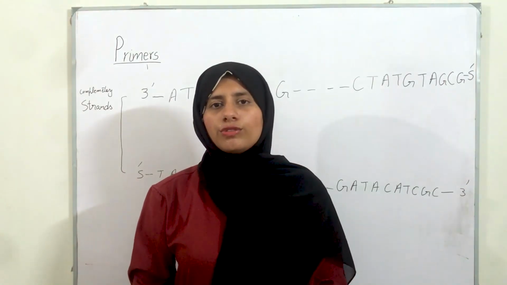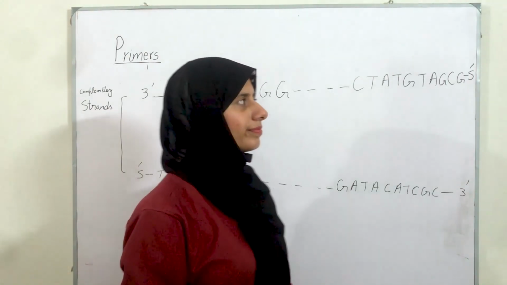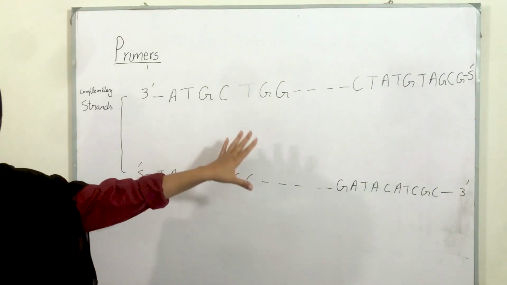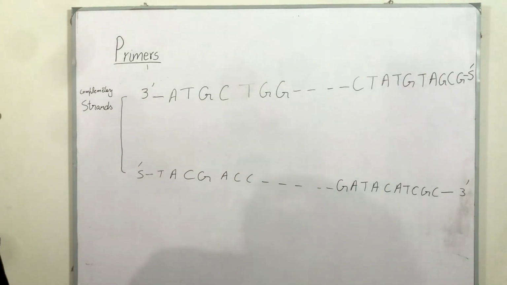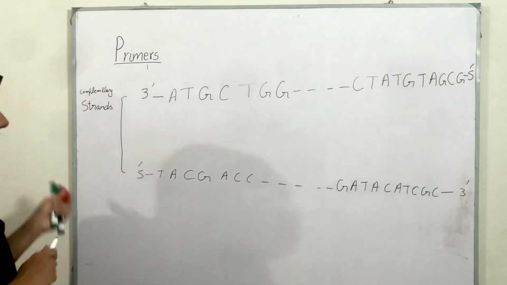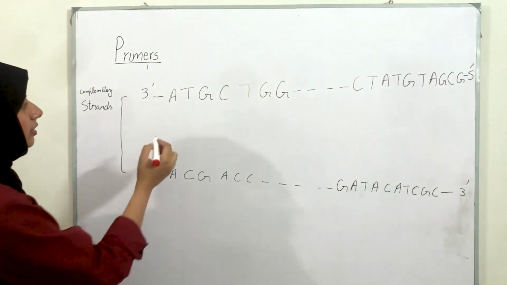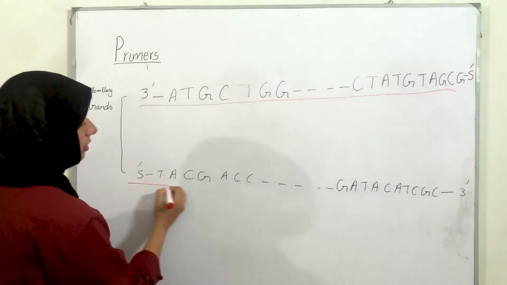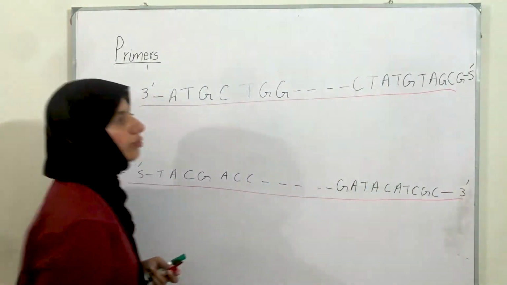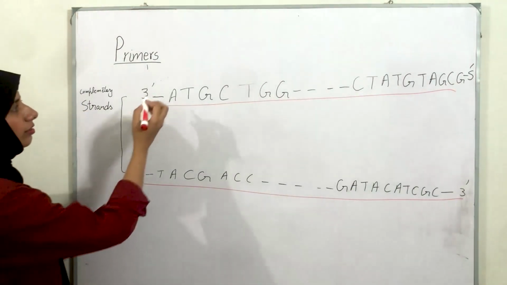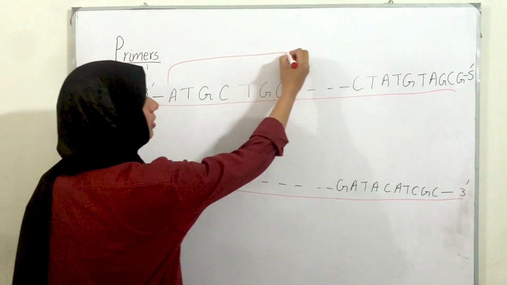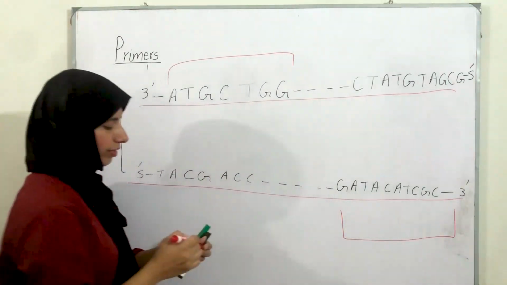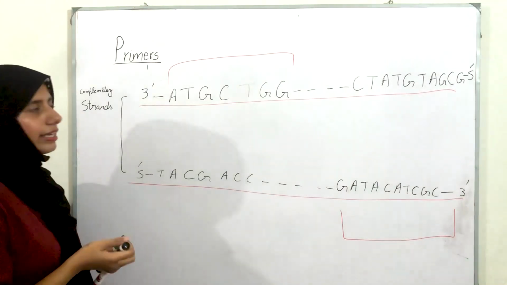So now we are going to design primers. Let's suppose this is your gene of interest or your targeted sequence. As you know, DNA is double stranded. This is the first strand and this is your second strand. You need two primers, one forward primer and one reverse primer. So how are you going to design them?